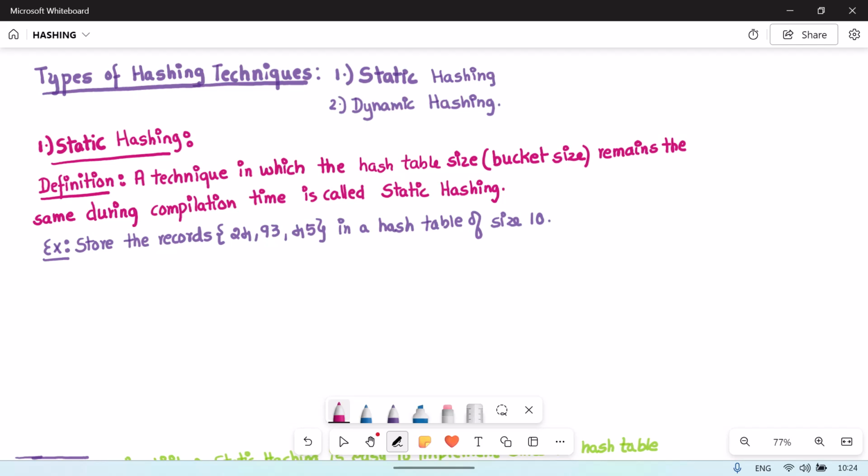So what is static hashing? Look at the definition. A static hashing is a technique in which the hash table size or the bucket size remains the same during compilation time. That is called as static hashing.